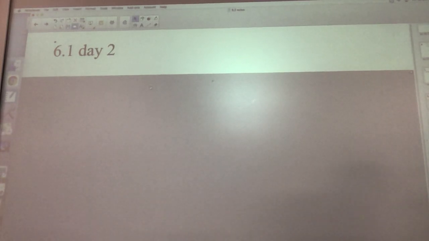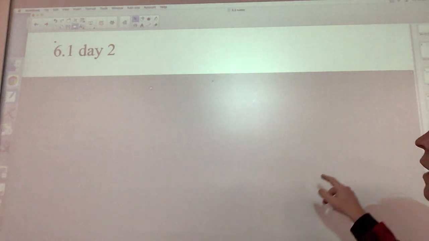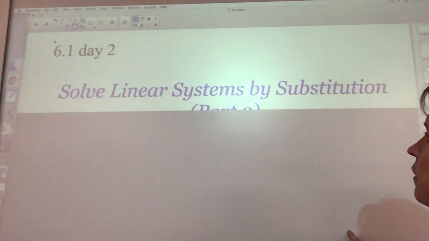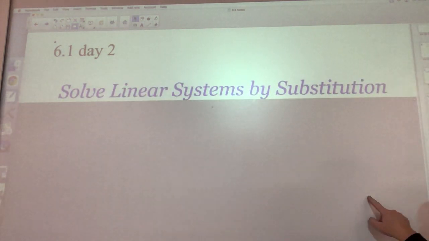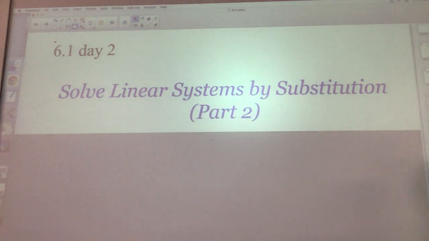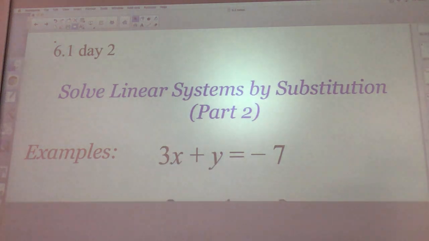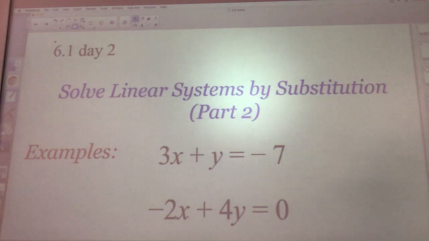All right, we're still going to do section 6.1, but we'll work a second day on it to add the other step. It's solving linear systems of equations by substitution, part 2, or day 2 technically. Take a look at this example. Go ahead and pause it and write it down.